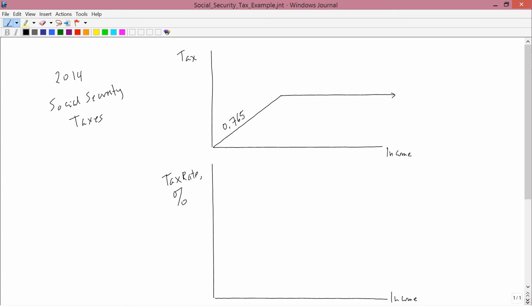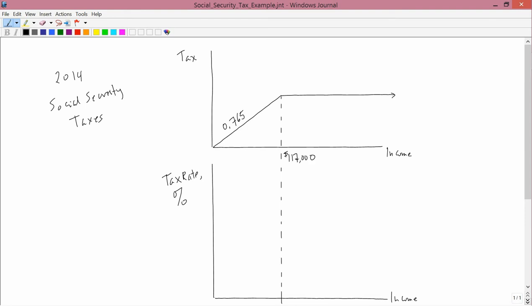So the current Social Security tax has the following structure. It's 7.65% of income, which I've indicated on the top graph by 0.765, up to a certain level. And then you don't pay any tax on the additional income you get beyond that level. So I'll mark the level. The level changes from year to year. In 2014, it's $117,000.